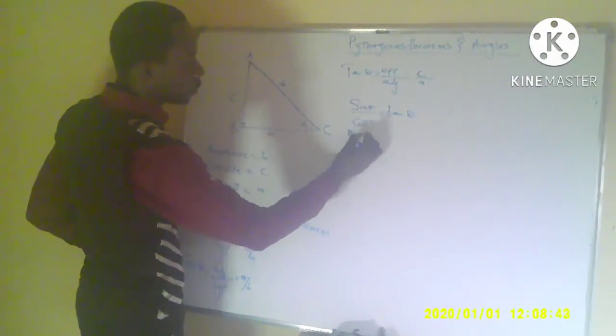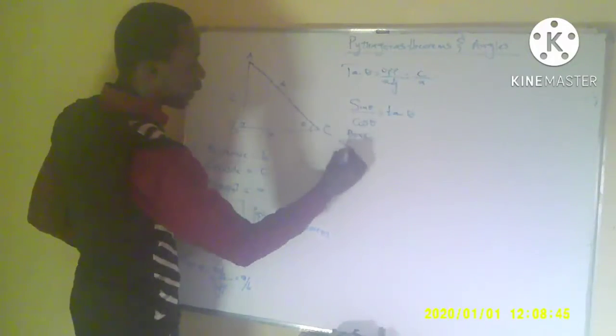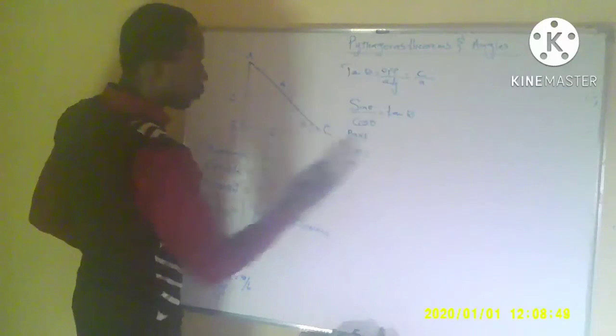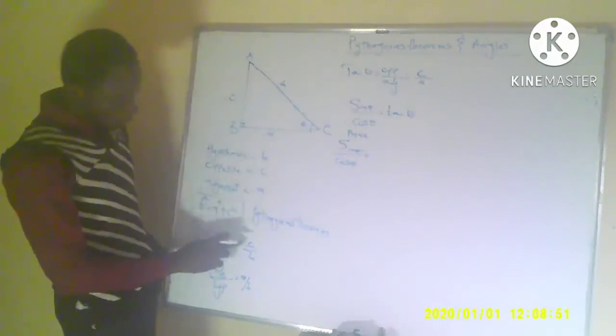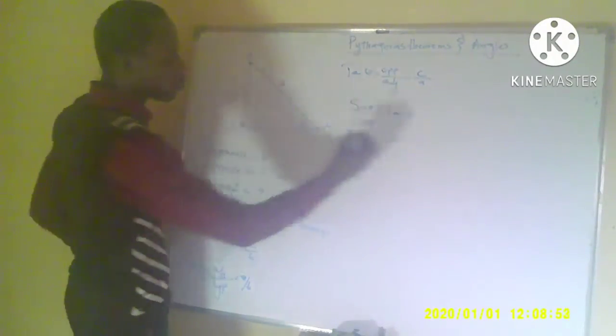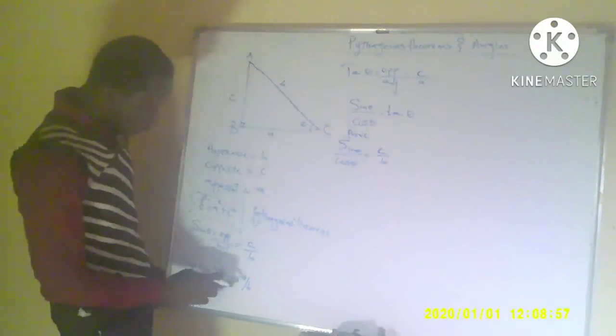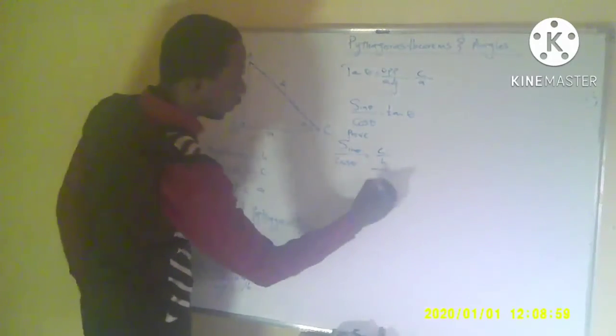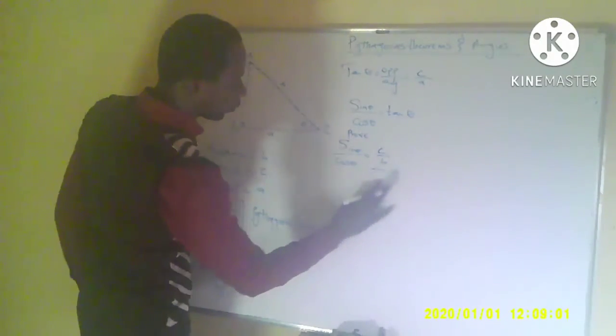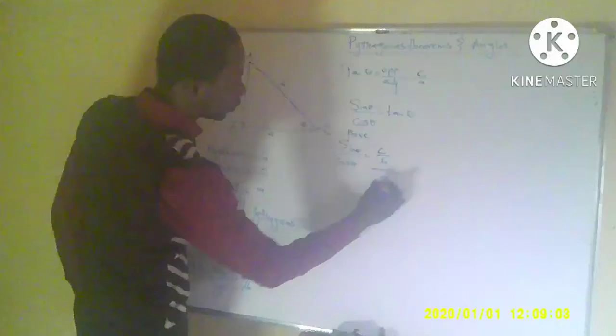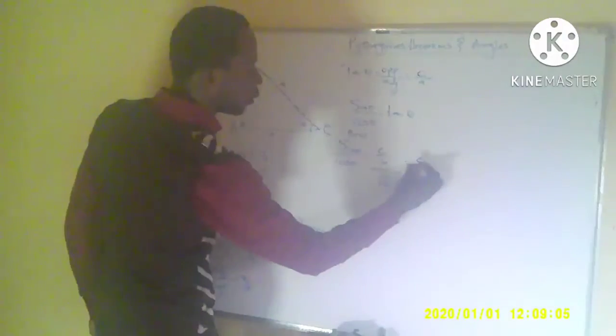Proof. Let's prove it now. Sin theta over cos theta. What's sin theta? Sin theta is c over b. And what's cos theta? Cos theta is a over b. So we have c over b all over a over b. It is equal to c over a.